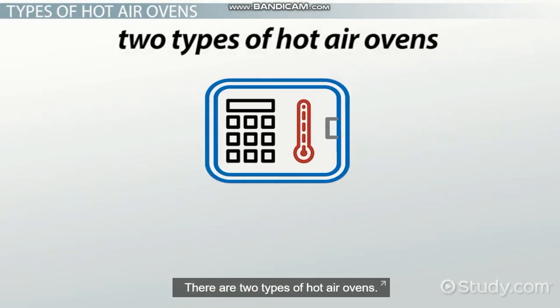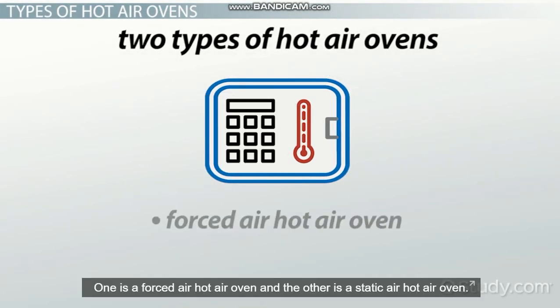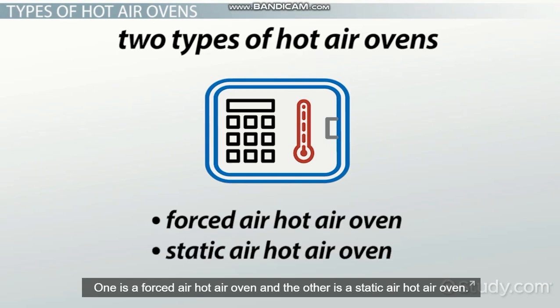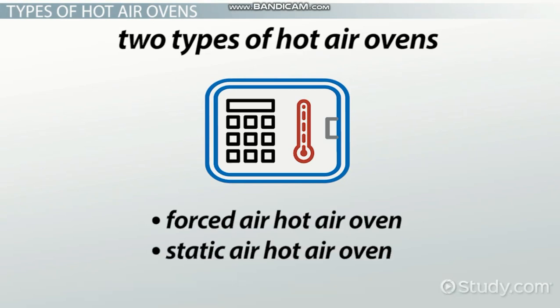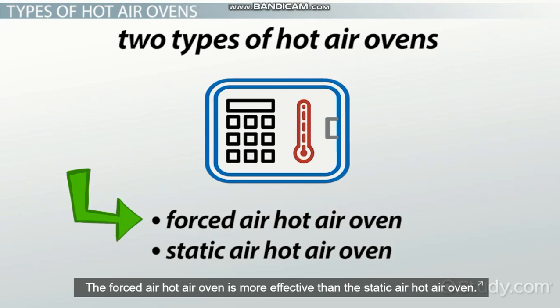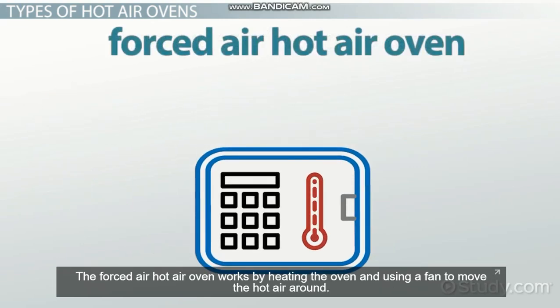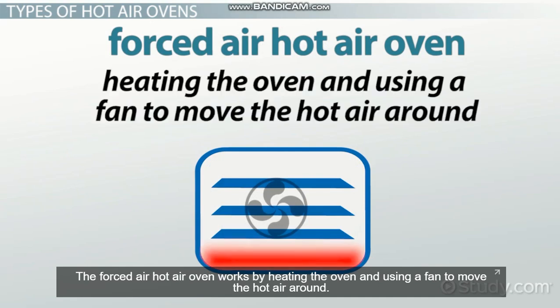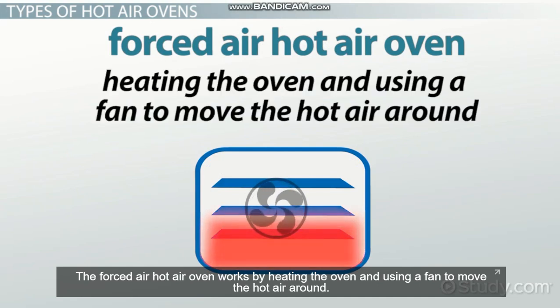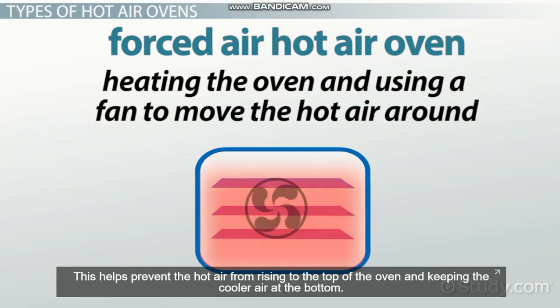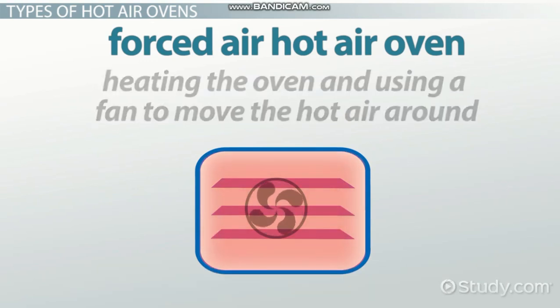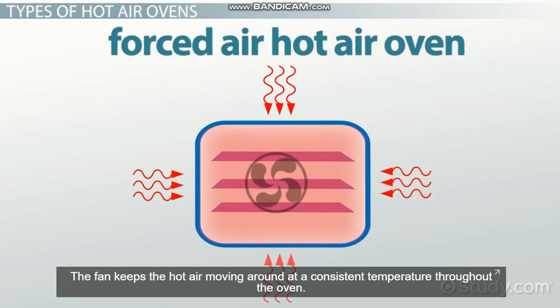There are two types of hot air ovens. One is a forced air hot air oven, and the other is a static air hot air oven. The forced air hot air oven is more effective than the static air hot air oven. The forced air hot air oven works by heating the oven and using a fan to move the hot air around. This helps prevent the hot air from rising to the top of the oven and keeping the cooler air at the bottom. The fan keeps the hot air moving around at a consistent temperature throughout the oven.